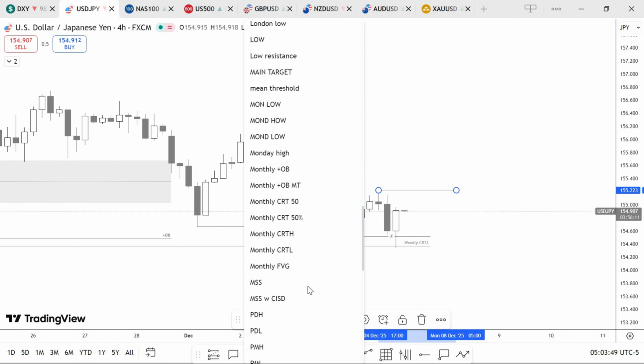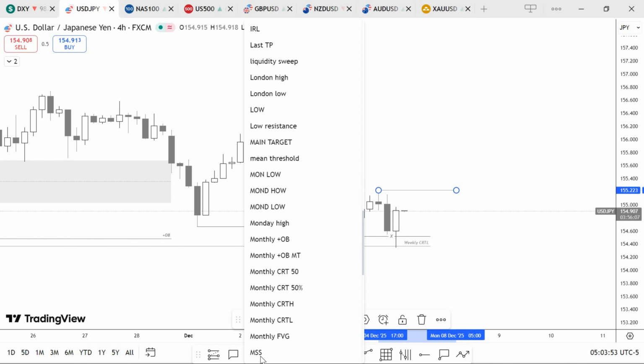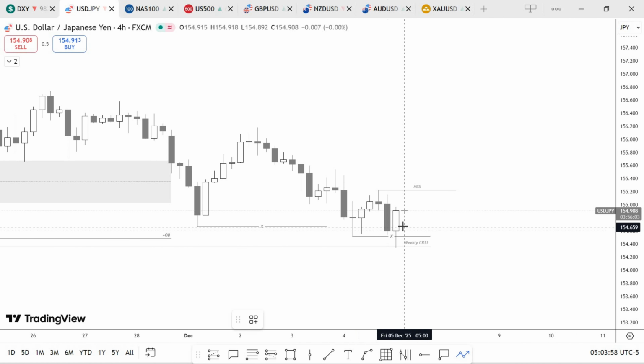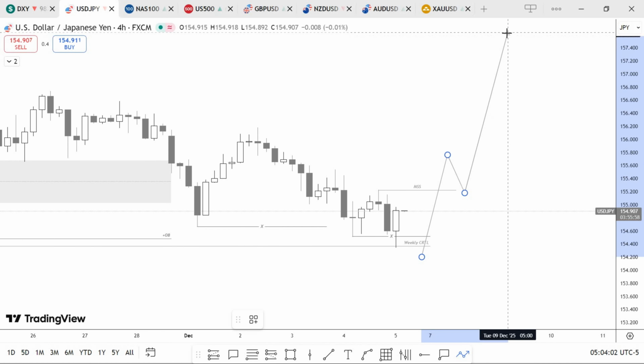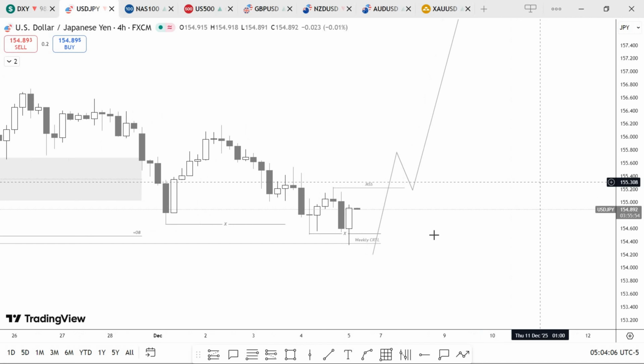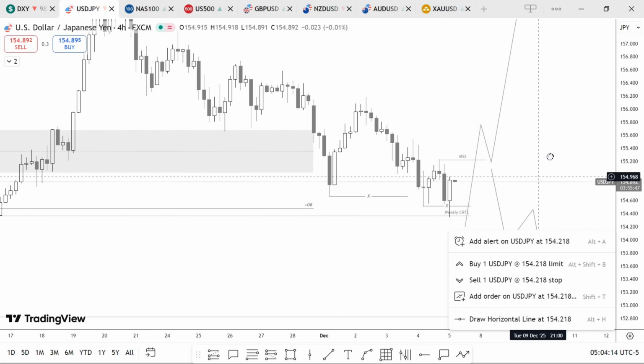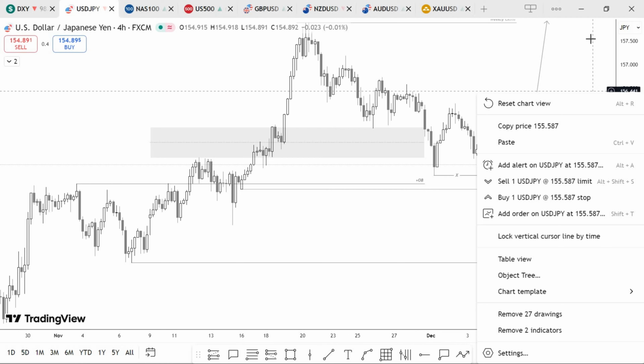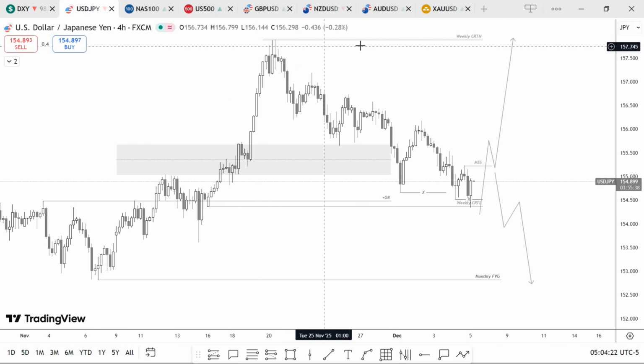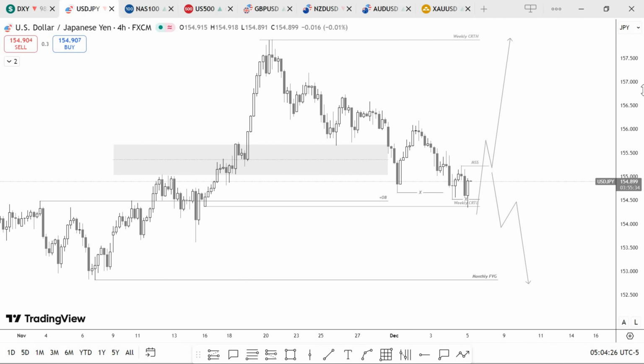That is the market structure shift or the change in state of delivery. We anticipate for that market structure shift and target that weekly CRT high. Or if it doesn't give us the market structure shift, then we will continue going lower and target that previous monthly PDRA.